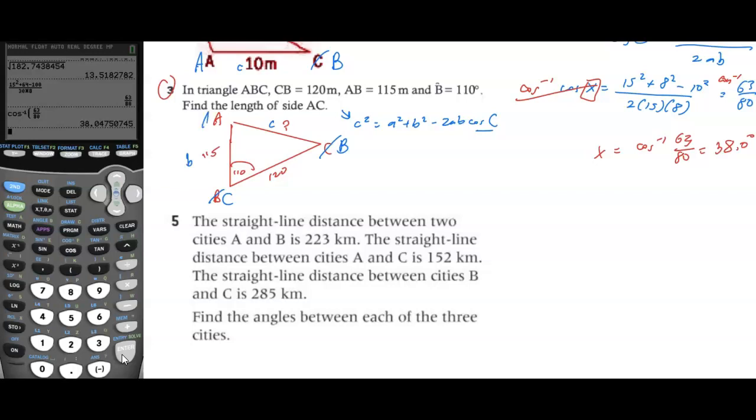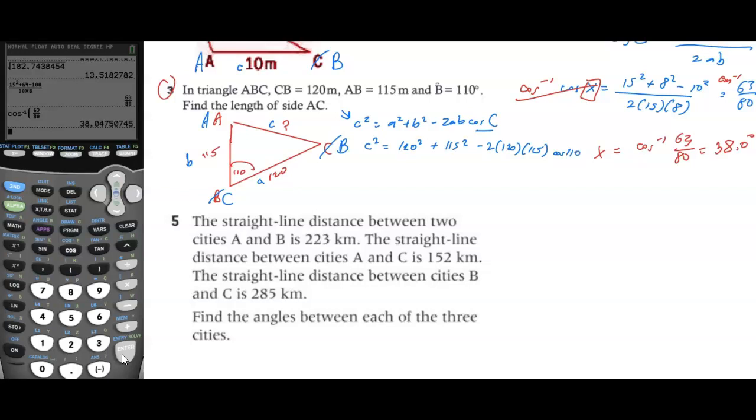Okay, and this could still be A. There's no problem with that being A. Now let's fill everything in. So little c squared we don't know, so it continues to be little c squared unknown. And then we put 120 squared for A, and then we put 115 squared for B, and then we do minus 2 times 120 times 115 times cosine of big C, which is cosine of 110.